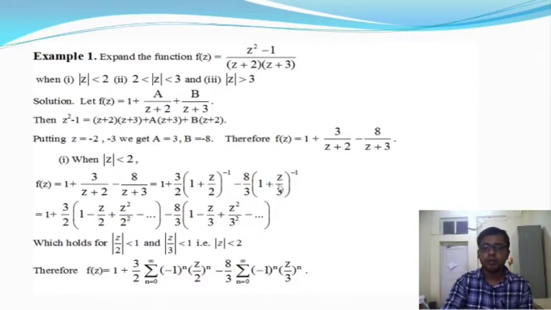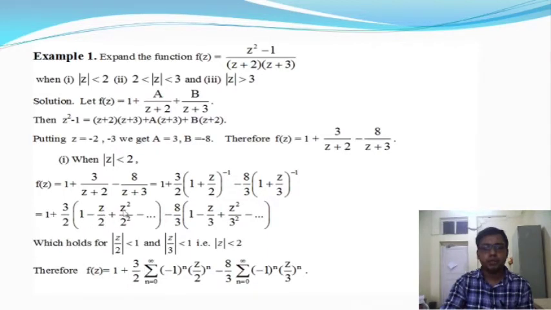As well as 1 plus z by 3 whole to the power minus 1, if we apply the Taylor series or the binomial expansion, it will give 1 minus z by 3 plus z square by 3 square minus z to the power 3 by 3 to the power 3 and so on up to infinity, which holds for modulus of z by 2 less than 1, as well as modulus of z by 3 less than 1. So from these two we will get that this series will hold for modulus of z less than 2.